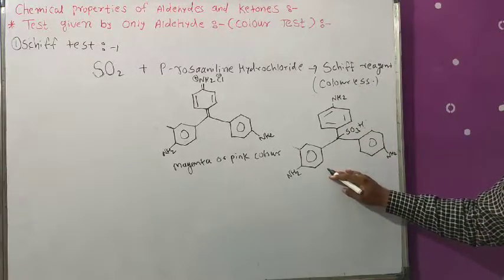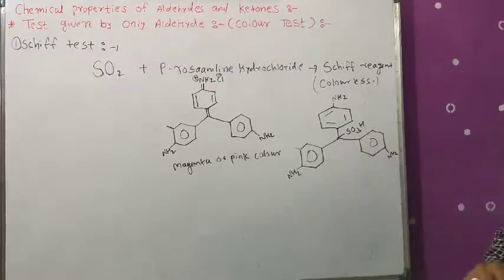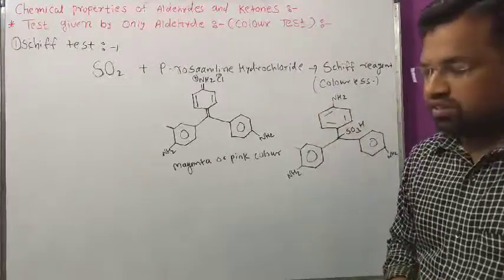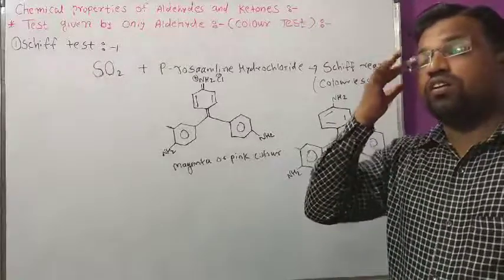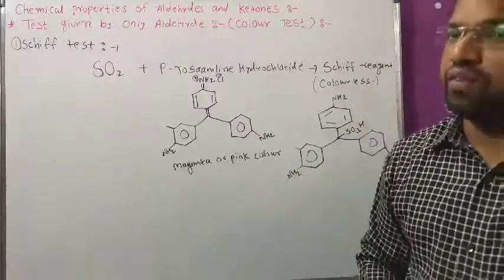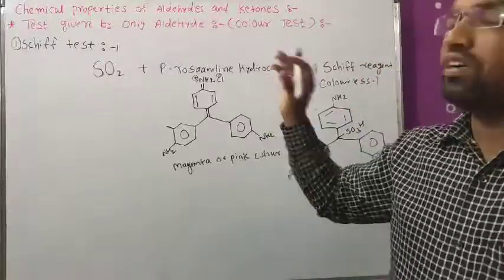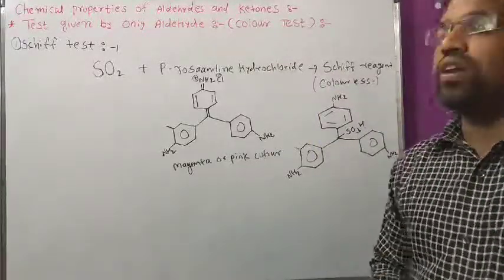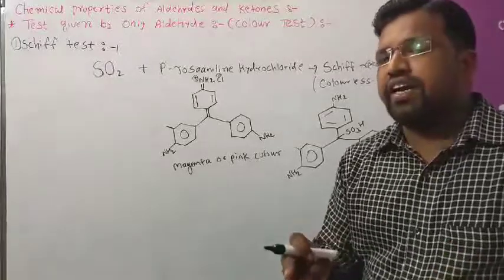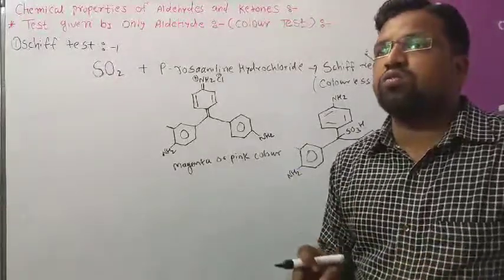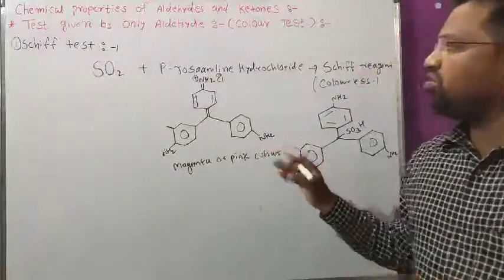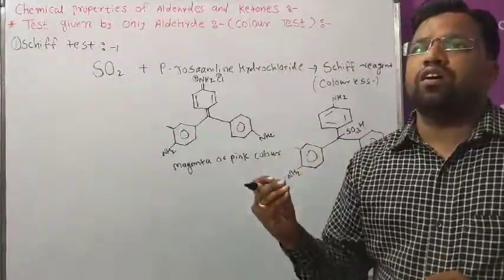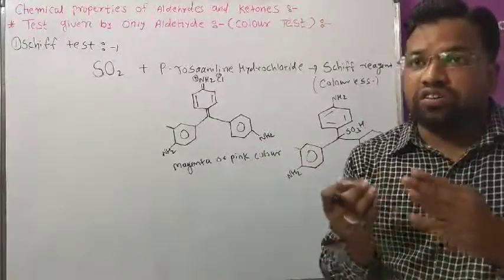a colorless compound, that is called the Schiff reagent, and this is the structure of the Schiff reagent. Okay, so first we saw the preparation of the Schiff reagent. Now the reaction of the aldehyde with the Schiff reagent is called the Schiff test. Now see here, when an alcoholic solution of aldehyde is passed through the Schiff reagent, the pink color and magenta color is restored.